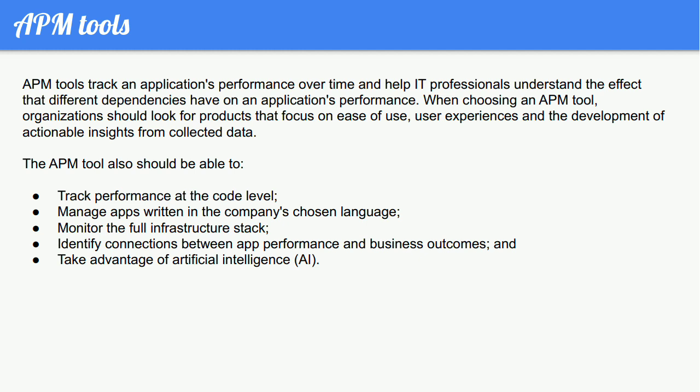APM tools. APM tools track an application's performance over time and help IT professionals understand the effect that different dependencies have on application performance. When choosing an APM tool, organizations should look for a product that focuses on ease of use, user experience, and development of actionable insight from collected data. The APM tool also should be able to track performance at the code level, manage apps written in the company's chosen language, monitor the full infrastructure stack, identify connections between app performance and business outcomes, and take advantage of artificial intelligence.